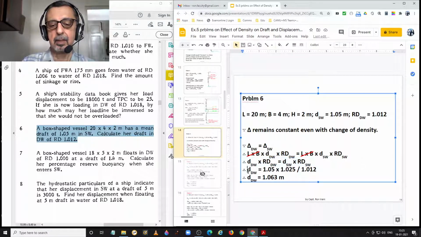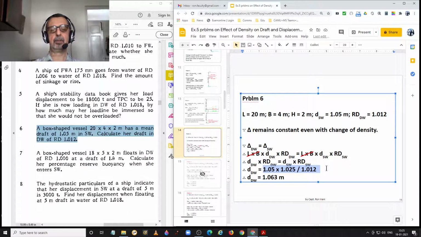Therefore, draft in dock water is equal to, when we substitute the values, we have 1.05 multiplied by 1.025 divided by 1.012, thus giving us draft in dock water equal to 1.063 meters.